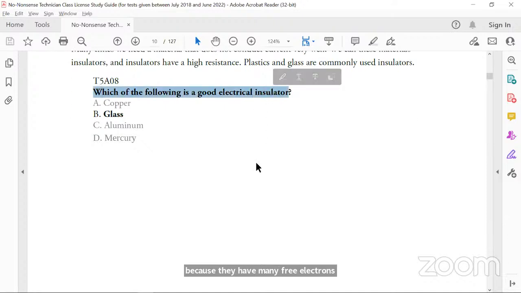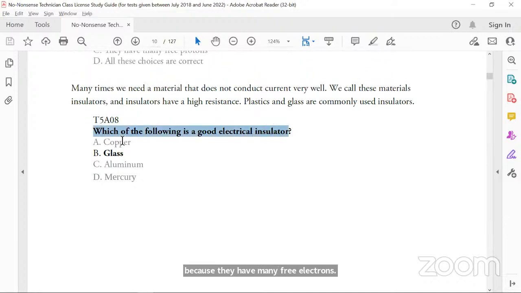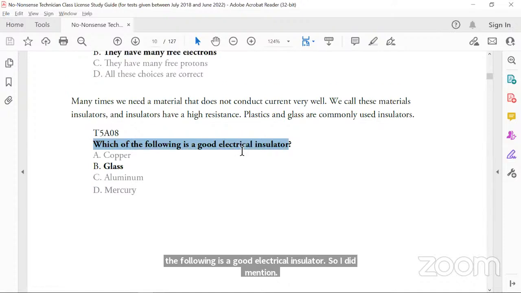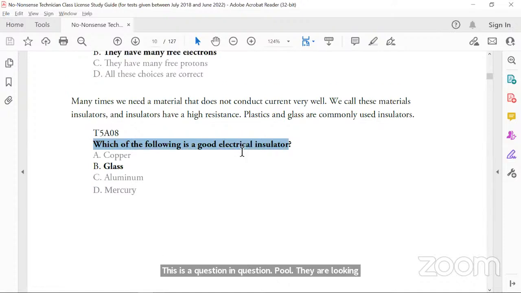All right. Next question in the question pool. Which of the following is a good electrical insulator? I did mention this is a question in the question pool. They are looking for a good insulator, not a conductor, because the other choices there are actually good conductors. Copper, aluminum, mercury, those are very good conductors. So the only good insulator is glass.